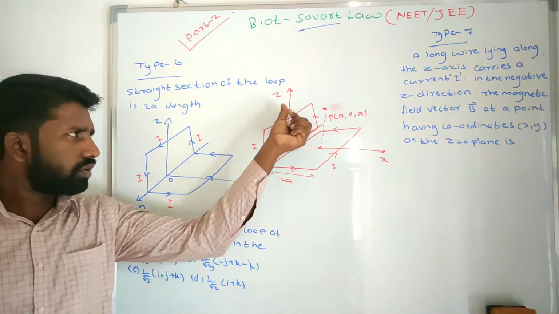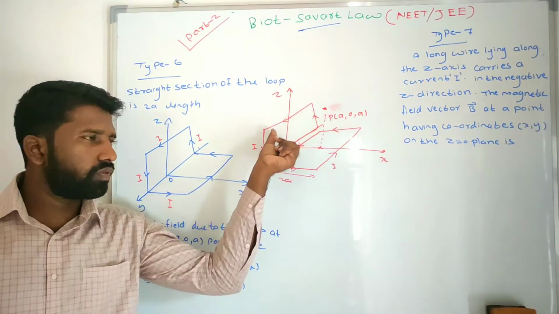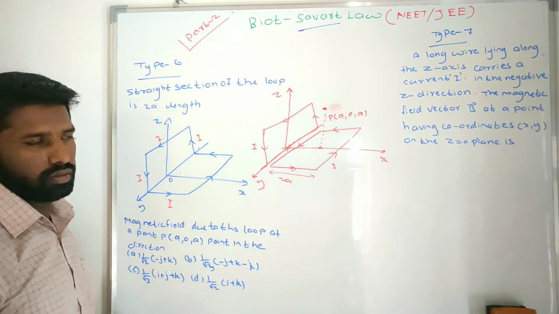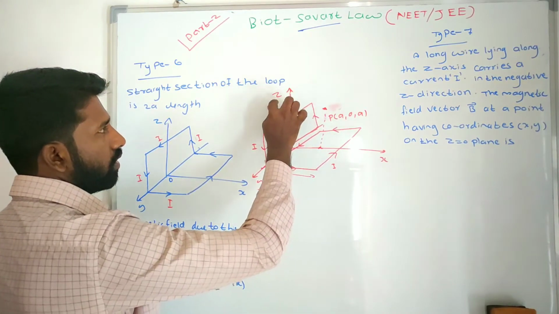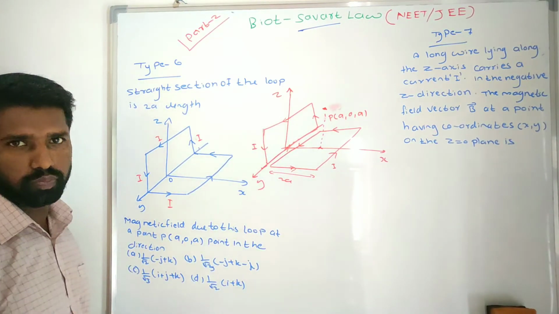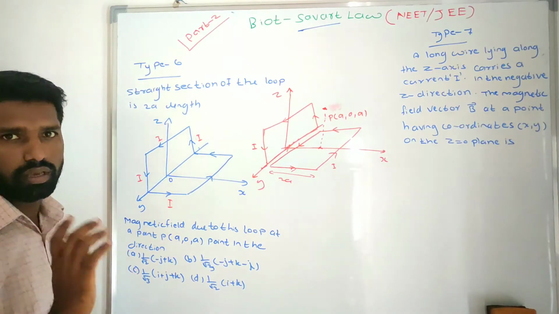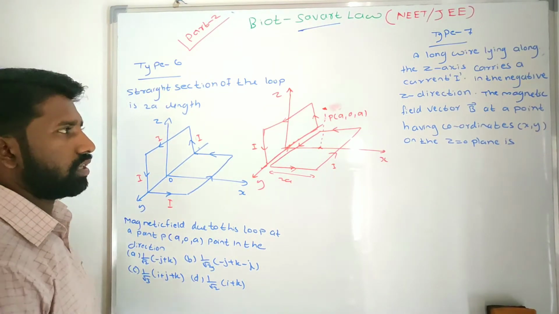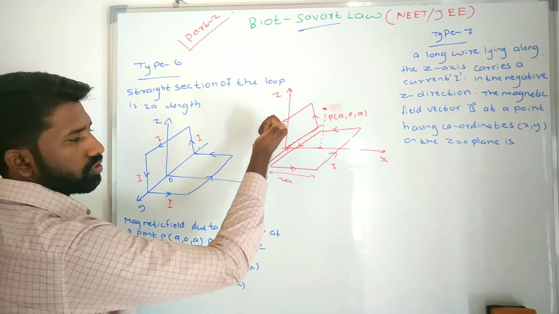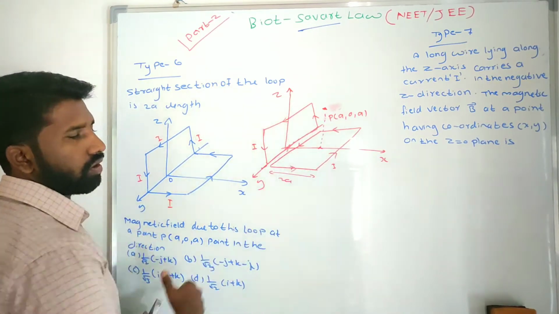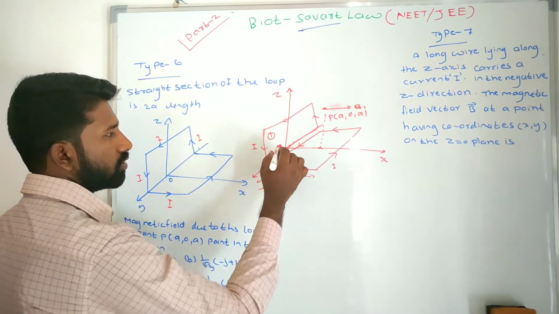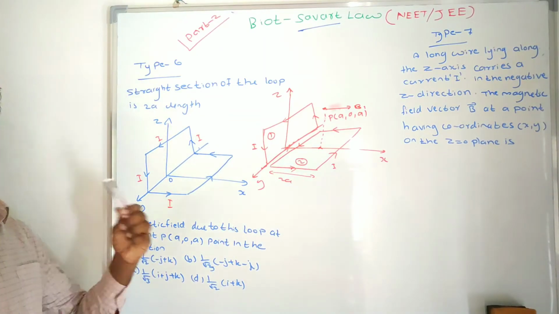This loop will produce a magnetic field at this point, and this loop also will produce a magnetic field at this point. What is the direction of the magnetic field produced by this loop? This loop is in the ZY plane. The resultant magnetic field is perpendicular to this plane, that is along the x-axis. We can find that using the right hand palm rule: curl your palm in the direction of current and the thumb gives the direction of the magnetic field. So the magnetic field is along the x-axis. This is the B1 direction, B1 being the magnetic field due to this loop. This is the first loop and this is the second loop.